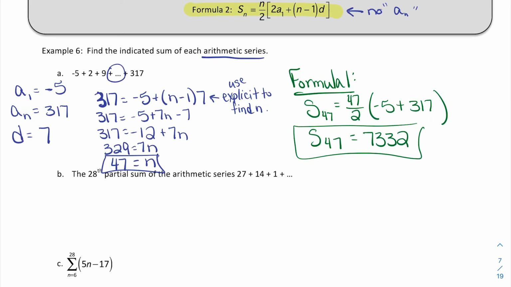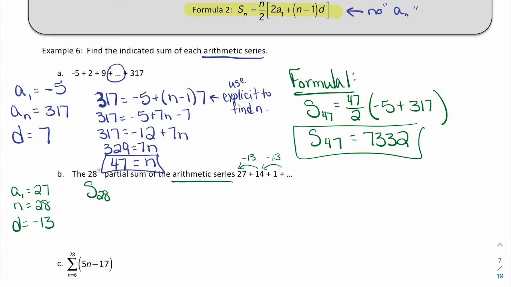Okay, let's do B, the 28th partial sum. So we want S sub 28 of this arithmetic series. So here's what we have. I'm going to write it over here: a sub 1 is 27. I know that n is 28 terms is what we're looking at. And I know the difference, 14 minus 27, is going to be negative 13, and then again, 1 minus 14 is going to be negative 13.